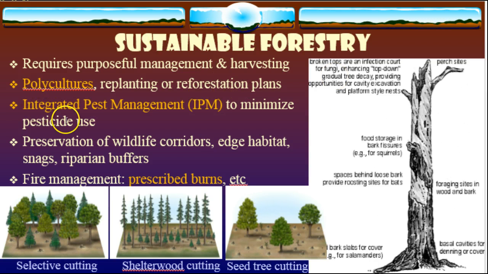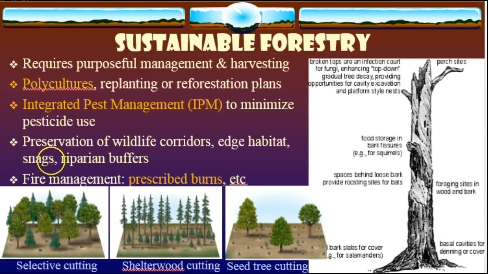Also, using something called integrated pest management, or IPM, which we're going to talk about more later, but it's basically a variety of different techniques to minimize pests so that you don't have to use tons of pesticides. So pesticides are the last resort, and you can do all sorts of other things first to prevent having insects and parasites in your trees. And then also making sure you preserve wildlife corridors and that very important edge habitat.